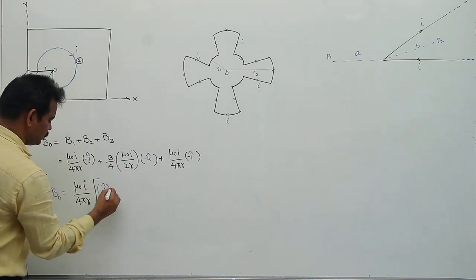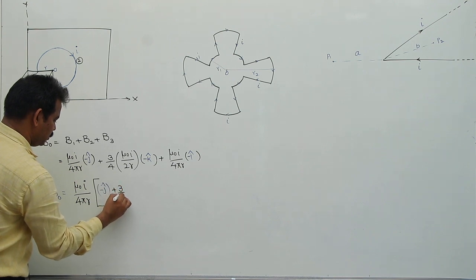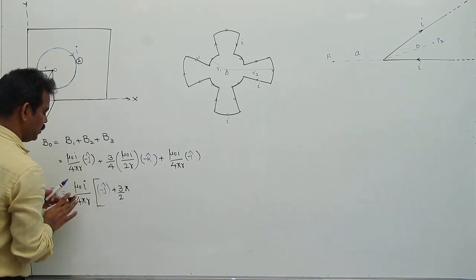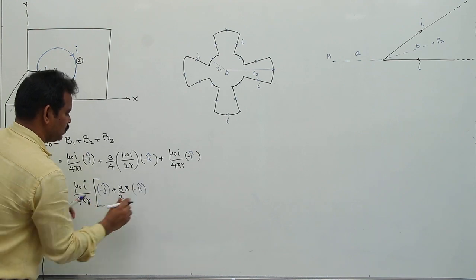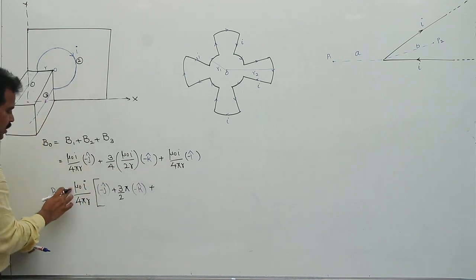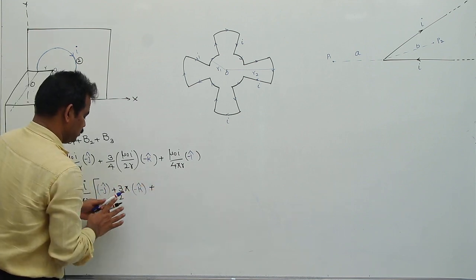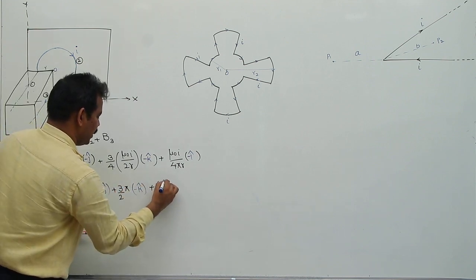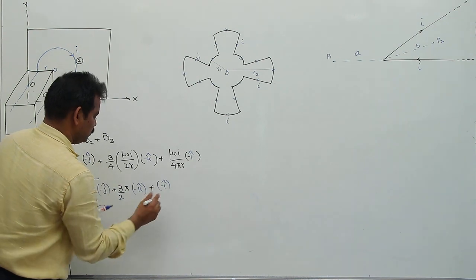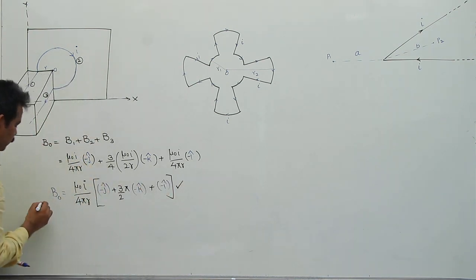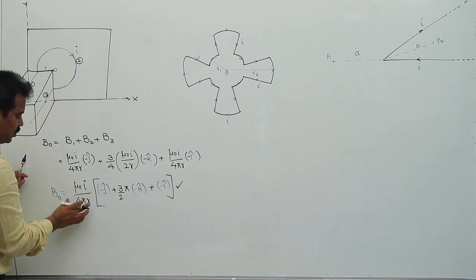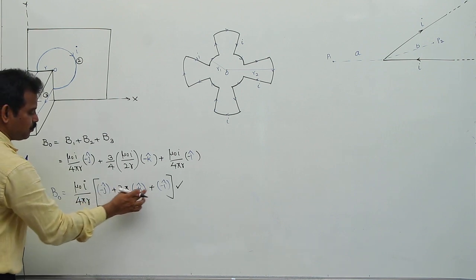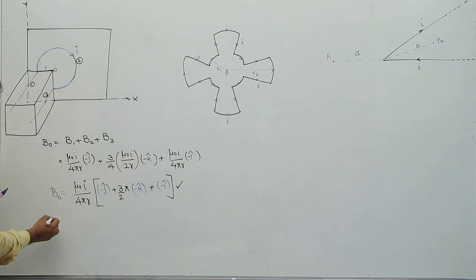So I can write this as 3 by 2 pi into minus k cap, plus the third one is mu naught I by 4 pi R as it is, but the only thing is the vector here, minus I cap. So this is the magnetic field at point O. If you want to find out the direction, you can take this common, this square plus this square plus this square, you will get the net magnetic field or magnitude of this one.